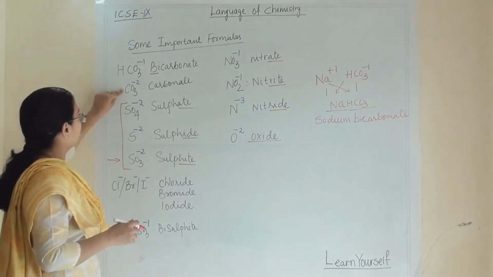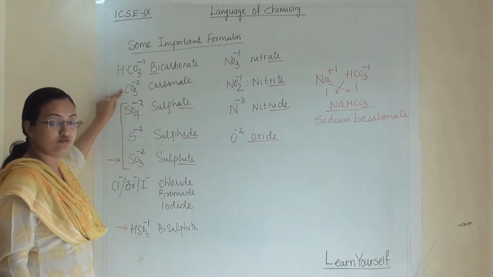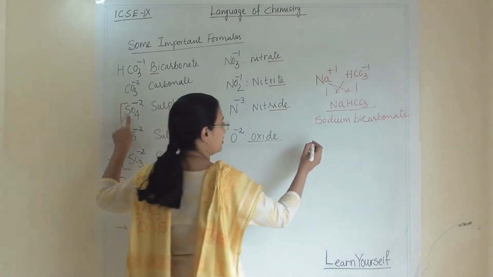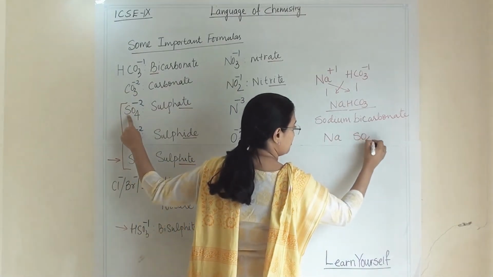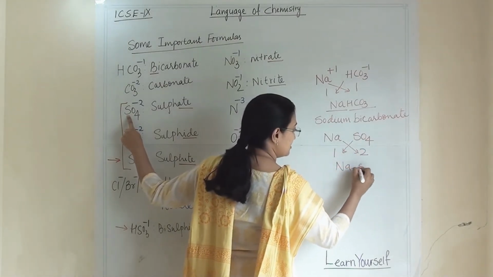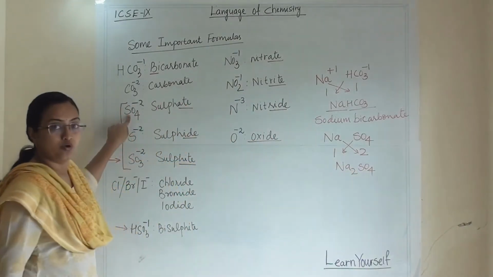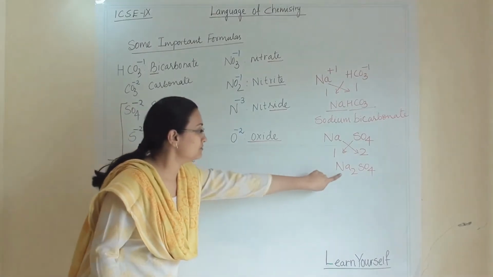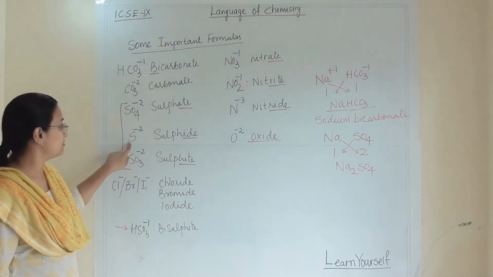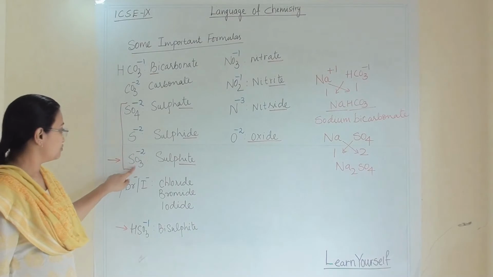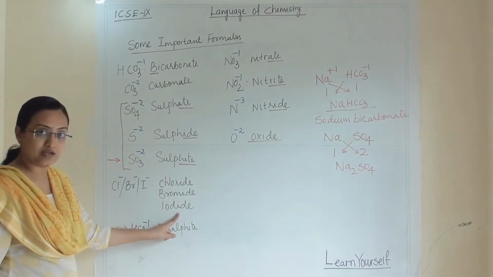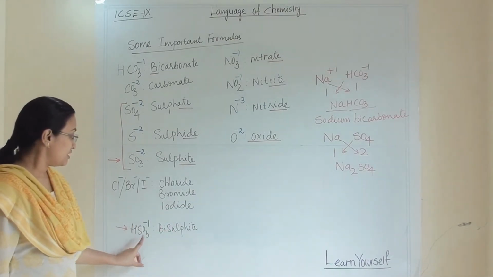Now let us go towards the second one. In the same way, sodium will react with carbonate, and it will become sodium carbonate. When sodium reacts with sulfate, what will be the molecular formula? NaSO4. It is 1, it is 2. By the crisscross method, it will become Na2SO4. What will be the name? Sodium and sulfate. Sodium sulfate. If it is NaS, then it will become sodium sulfide. Sodium sulfite. Sodium chloride, sodium bromide, sodium iodide. Then sodium bisulfite.